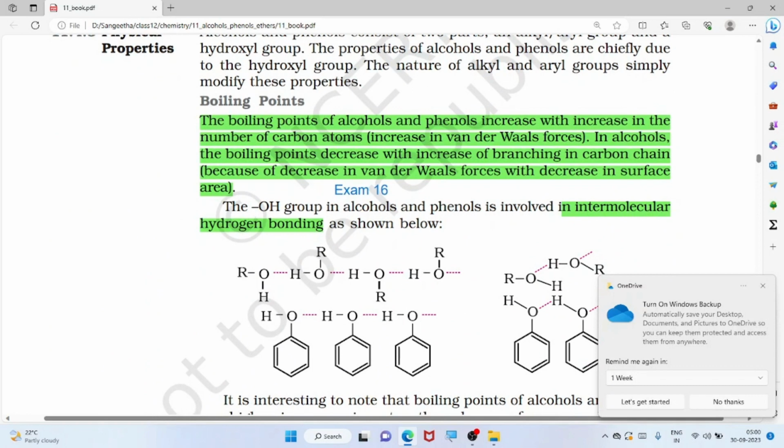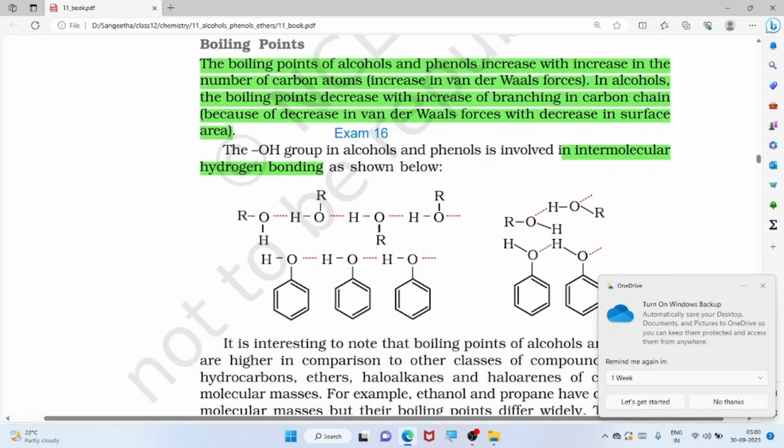Physical properties. The boiling point of alcohols and phenols increases with increase in the number of carbon atoms. In alcohol, the boiling point decreases with increase in branching. More branching, then the boiling point will be less. So this boiling point is due to intermolecular hydrogen bonding. This is intermolecular hydrogen bonding, how it is formed.